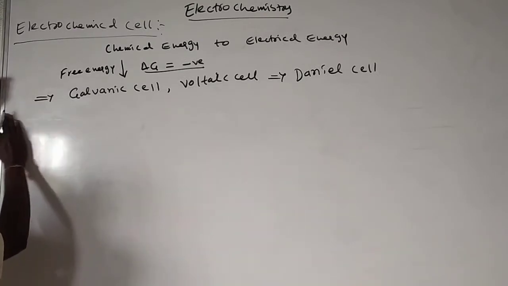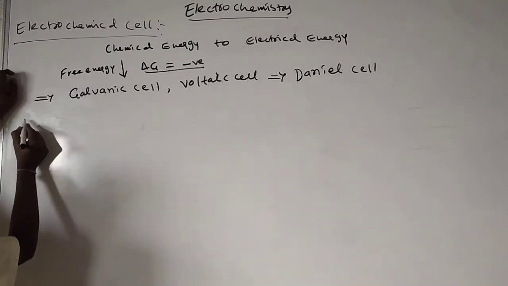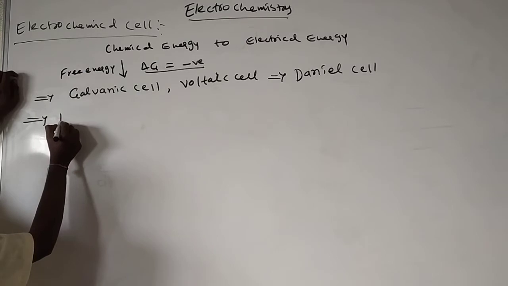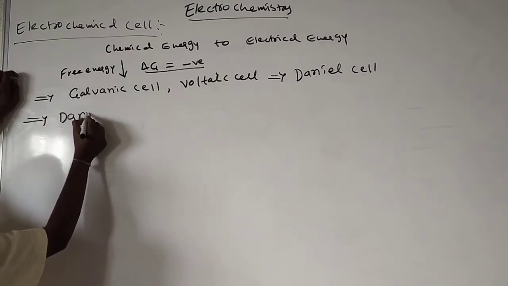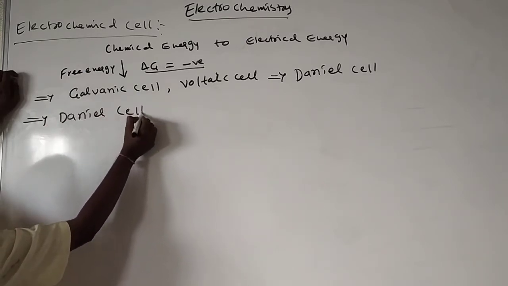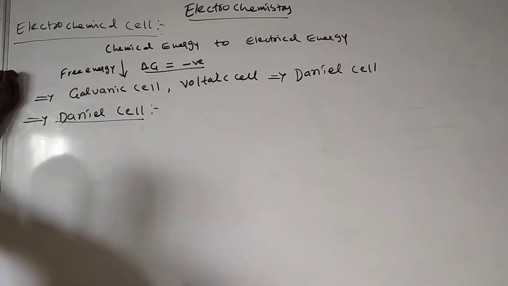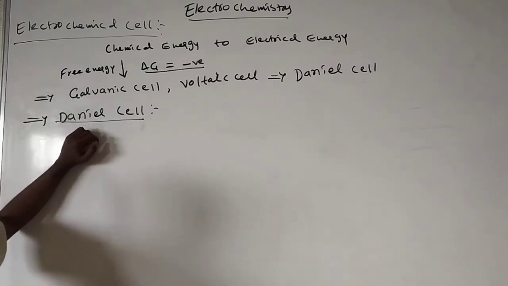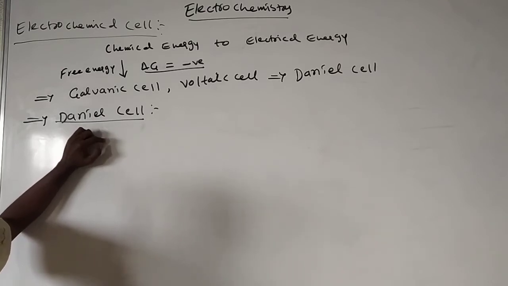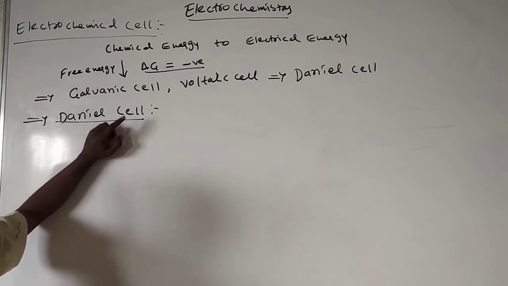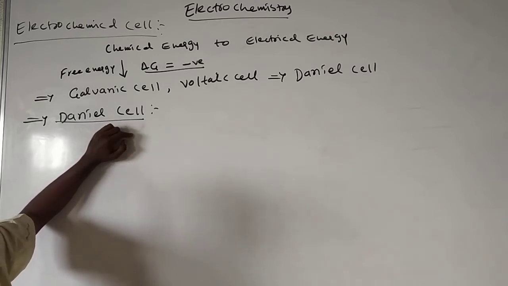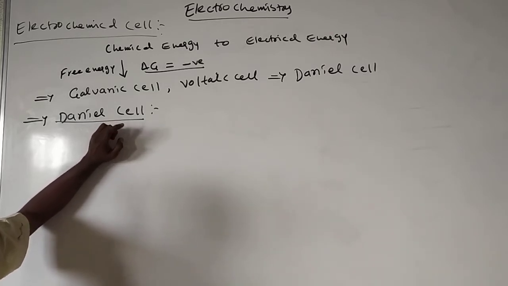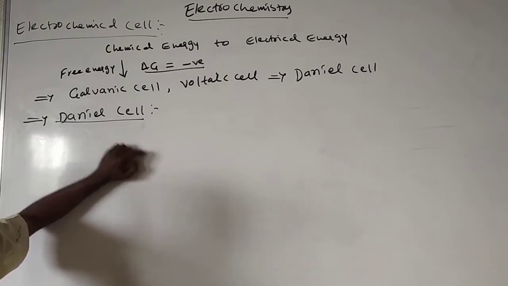Okay, in continuation, we'll see the Daniel cell. It is also called a galvanic cell. First, we'll see the construction of the Daniel cell, reactions at the Daniel cell, and calculation at the Daniel cell.